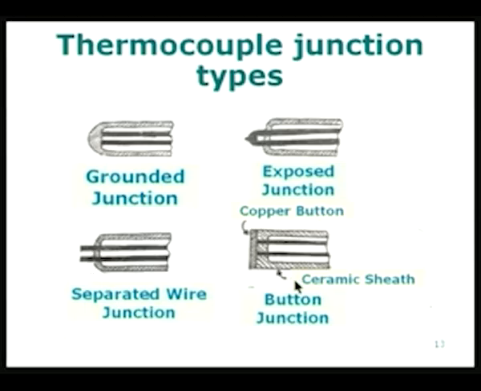You can also have what is called a button junction. So, we have a copper button, button is like a button, it is a cylindrical small disc to which the two wires are attached, and of course, there is a ceramic sheath. So, that there is no physical contact, electrical contact between the two wires, excepting through this copper button. And in order to understand why these junctions work in practice, we have to learn a few more things which we will do later on.